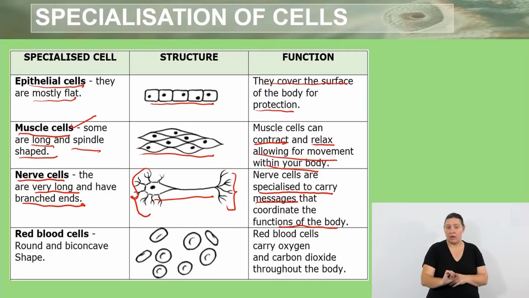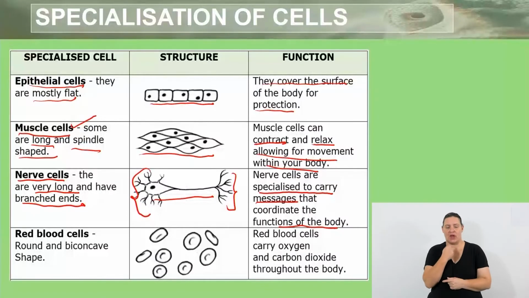So the job of these nerve cells is to receive messages from the environment, carry it to the nervous system, and bring back a reaction. That is all they do. They carry messages. Now, the last type of cells that we come across is the red blood cells.